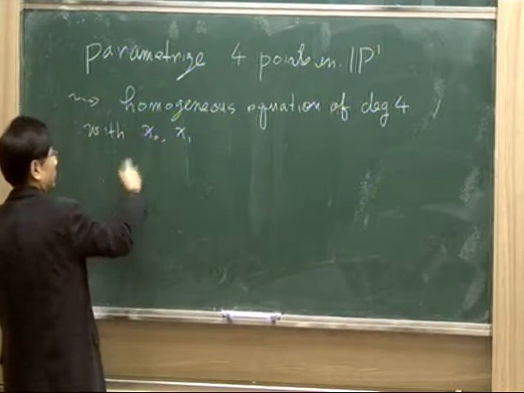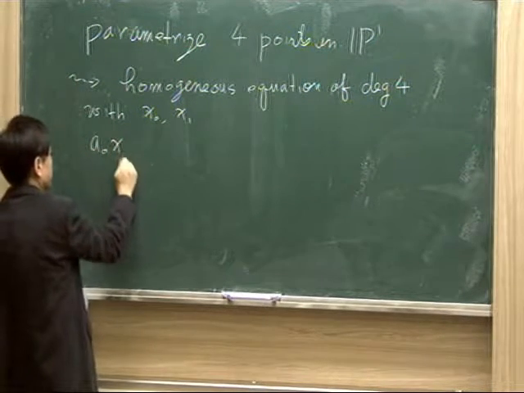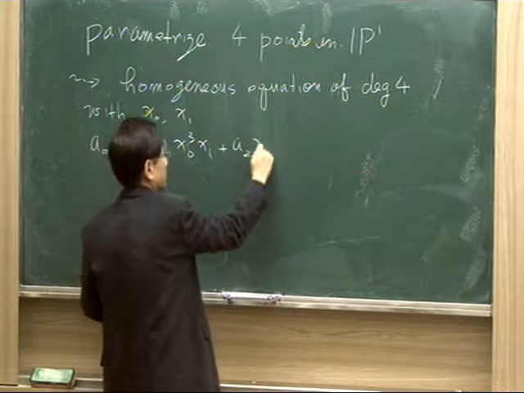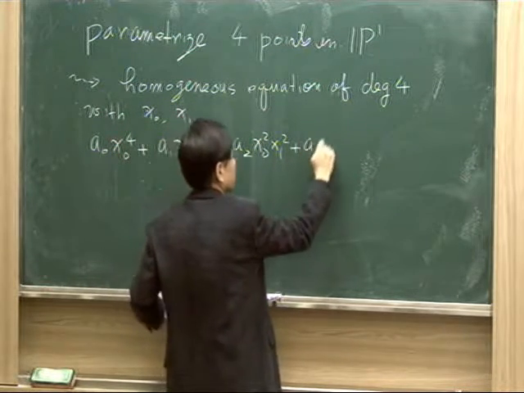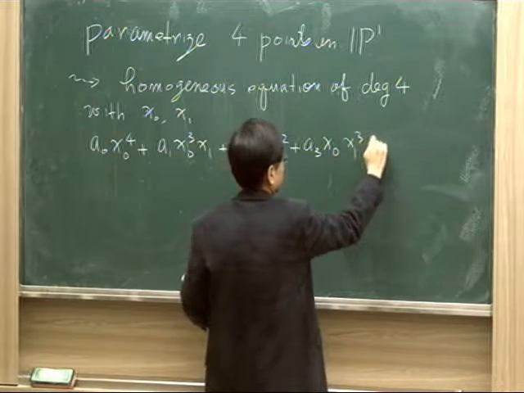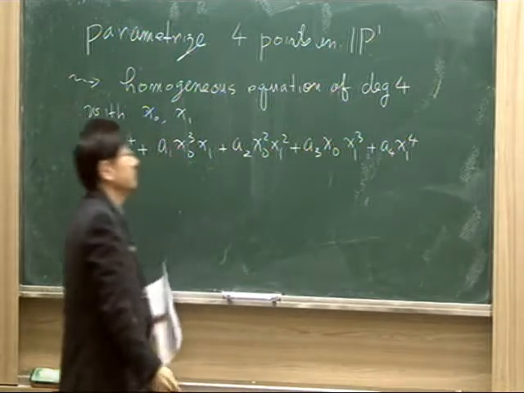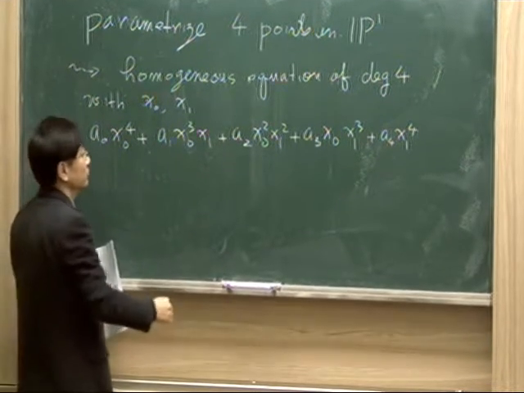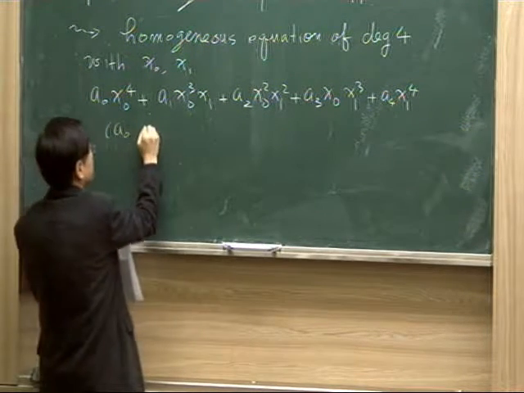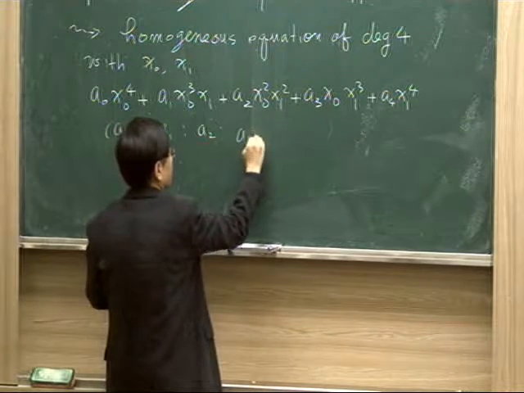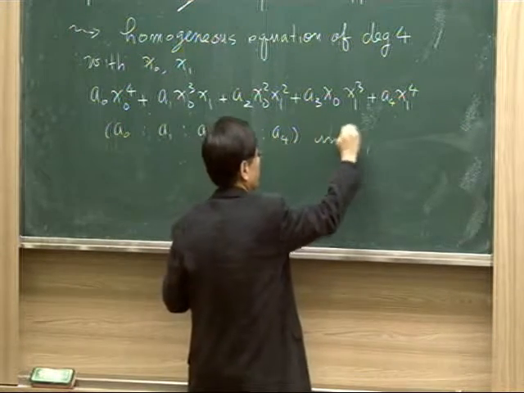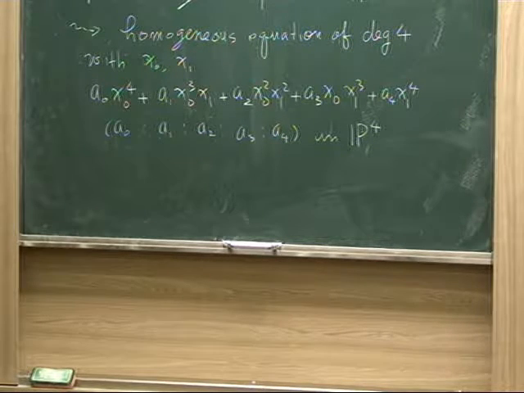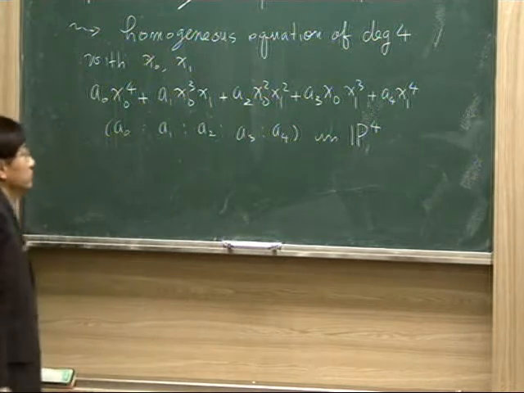So then if we write the whole homogeneous equation of degree 4, so then A0 x0^4 and so on up to A4 x1^4. But what is interesting is the corresponding solution of this equation. So if you multiply, then we still have the same solution. So it implies that we are interested in the points A0 through A4 in P4. Basically, we are interested in the points in P4 which come from the coefficients of the homogeneous equation of degree 4.